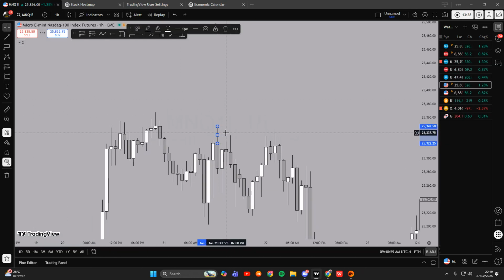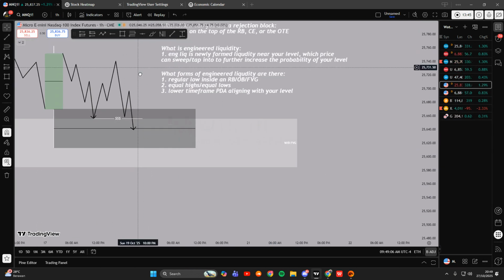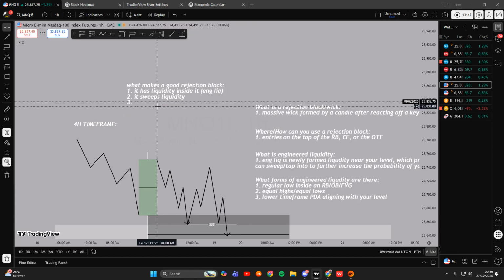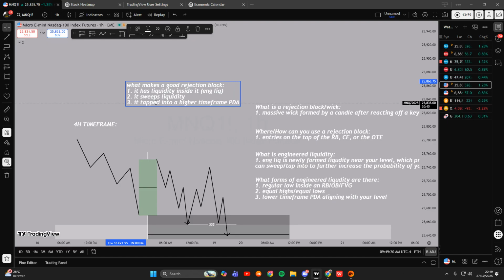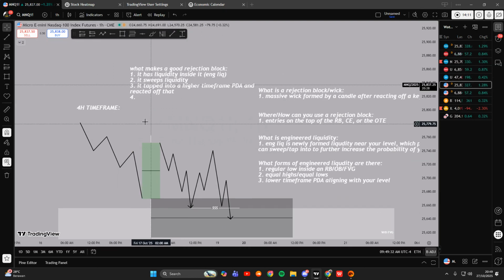This is a rejection block, right? This wick. You see that? You see how it swept this high before? That's how you know that's a good rejection block. Sweeps liquidity, has liquidity inside it, and what makes it even better is it tapped into a higher time frame PD array and reacted off that. So the wick formed after it tapped into the PD array, like I said on here.